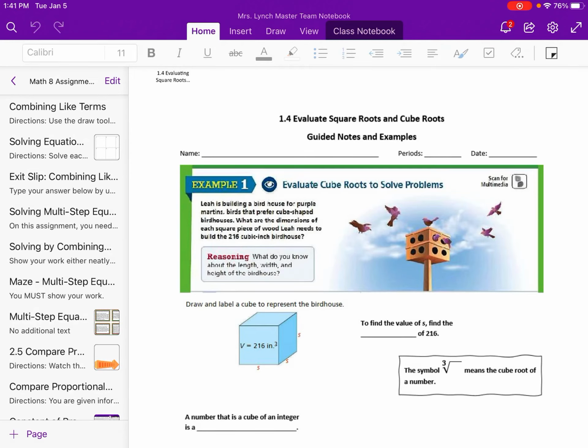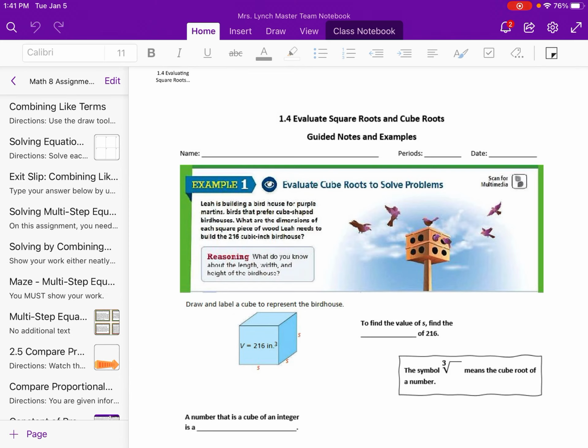Okay, we are going to move on to talk about square roots and cube roots. They are exactly what they sound like. Square roots are talking about anything in the shape of a square. Cube roots are talking about the measurements of anything on a cube. So what these are, square roots and cube roots, think of the word root. Root means you're getting to the bottom of something, if you can think of it that way.